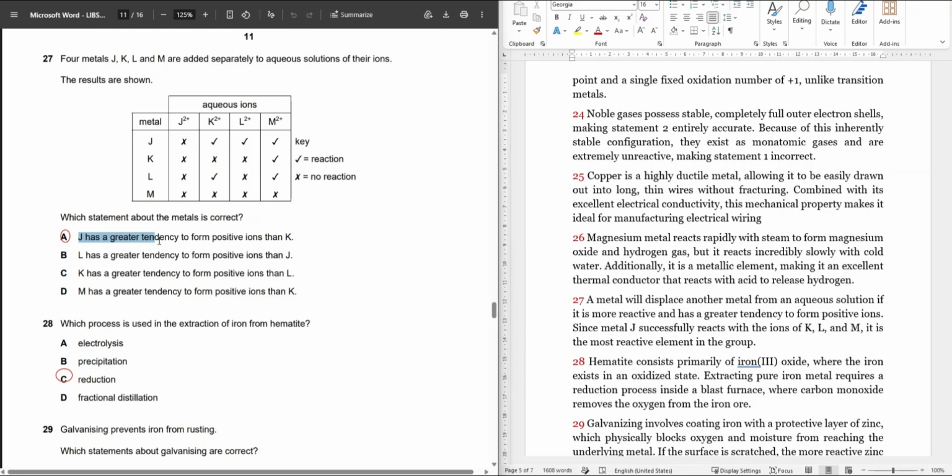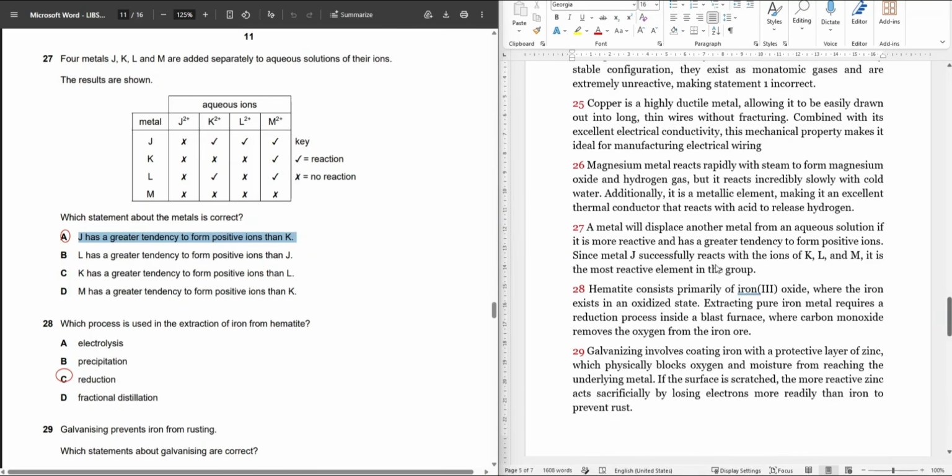J has a greater tendency to form positive ions than K. Now this is our correct answer, and the logic behind it is that a metal will displace another metal from an aqueous solution if it is more reactive and has a greater tendency to form positive ions. Since metal J successfully reacts with the ions K, L, and M, that you can see here in the table, K, L, and M all have ticks. So it is the most reactive element in the group.